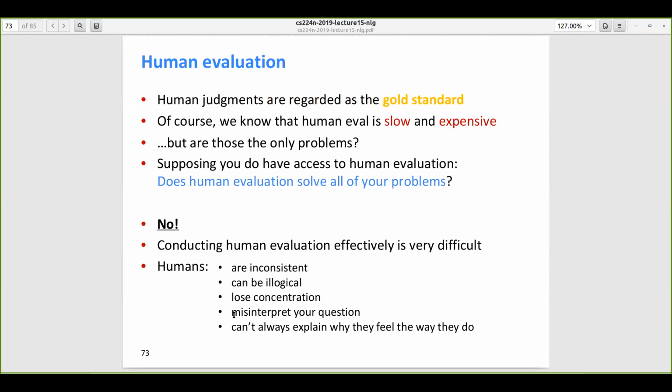So human evaluation is still considered to be the gold standard for many NLP tasks. But the problem with this is it's very slow and it's quite expensive. Even if these two constraints are met, even if it doesn't matter that the human evaluation is slow and expensive, there are other problems. One is that humans are inconsistent. There is a very high chance that the same person, if given the same text to evaluate, might do it differently at different times. So inconsistency is a problem. Being illogical is another problem. Concentration, misinterpretation. So these are all the problems that come in when we are having humans in the loop for human evaluation.